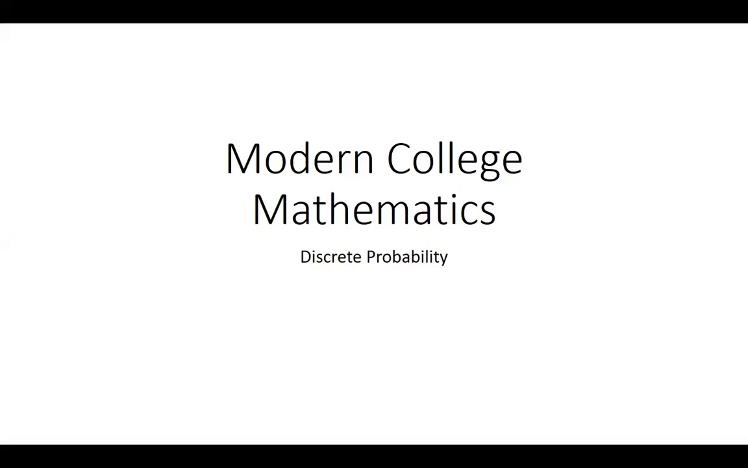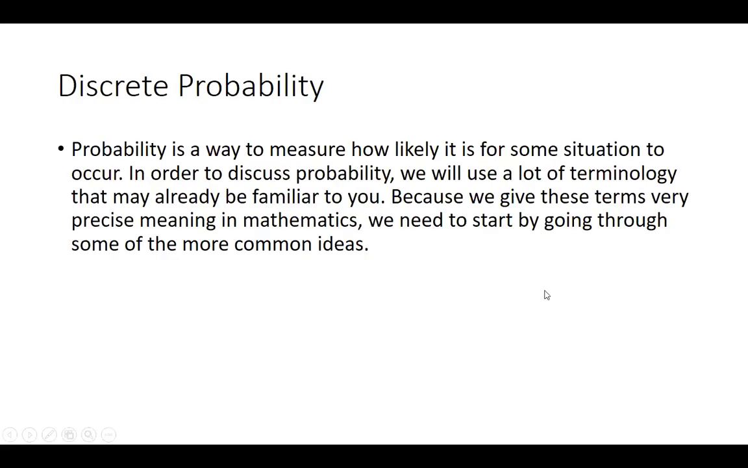Hello, everyone. Today we're going to go over section 2.1 on discrete probability. Probability is a way to measure how likely it is for some situation to occur. In order to discuss probability, we will use a lot of terminology that may already be familiar to you.